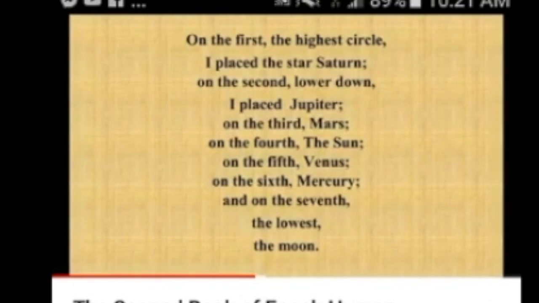I placed the star Saturn on the second. Lower down, I place Jupiter. On the third, Mars. On the fourth, the Sun. On the fifth, Venus. On the sixth, Mercury. And on the seventh, the lowest, the Moon.